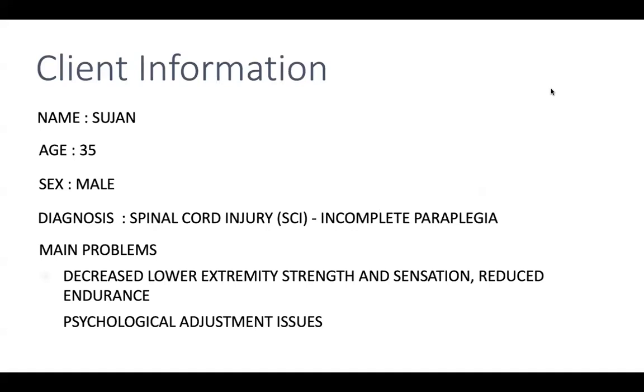Our client is a 35-year-old male diagnosed with incomplete paraplegia with SCI. His main problems are decreased lower extremity strength and sensation, and reduced endurance. First, according to the OTPF-4 model, he has strong upper extremity strength, high cognitive ability, and motivation. However, he faces challenges with lower extremity strength and sensation.